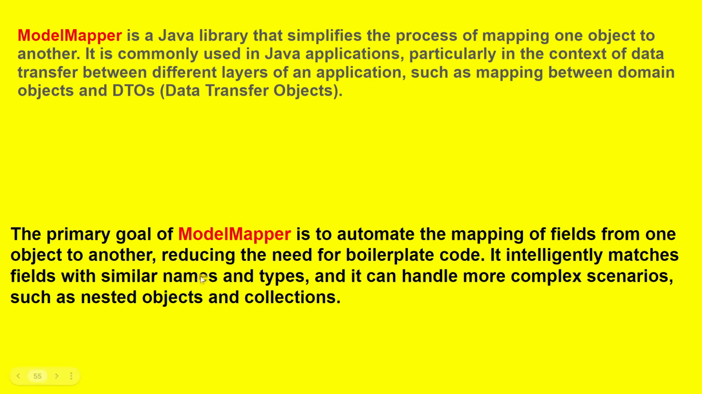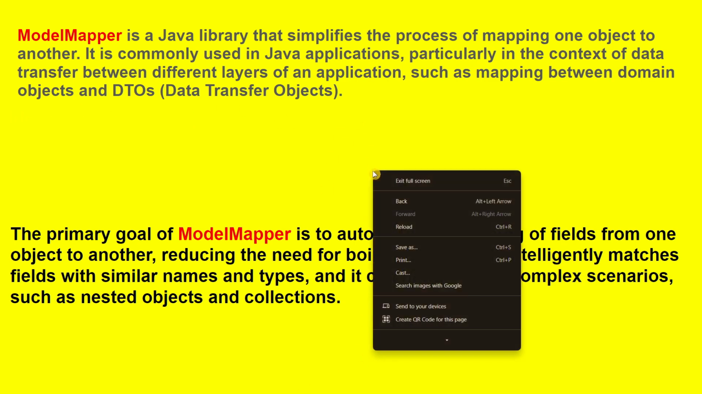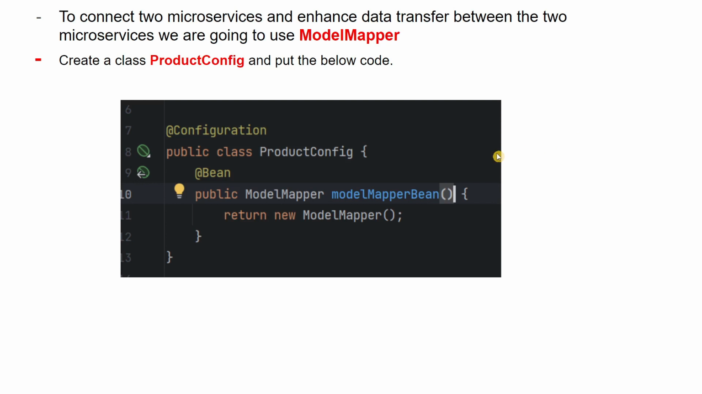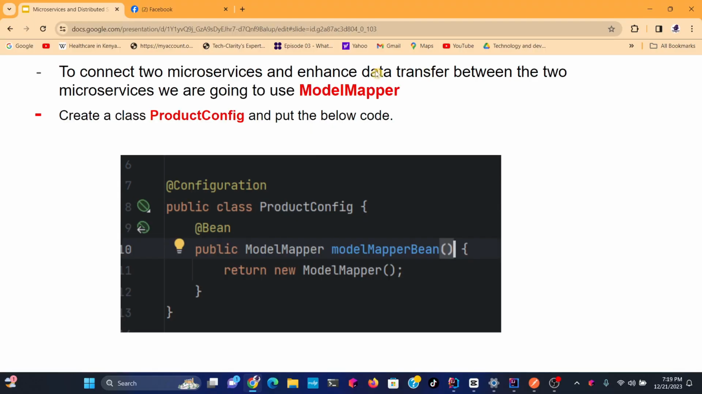So we're going to be using model mapper to help transfer data from one microservice to another. To connect two microservices and enhance data transfer between them, we are going to use what we call model mapper. What we have to do is create a class called product config and put the below code in it. So that's what we're going to do right now.